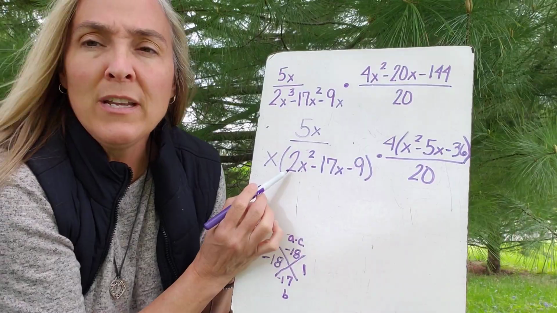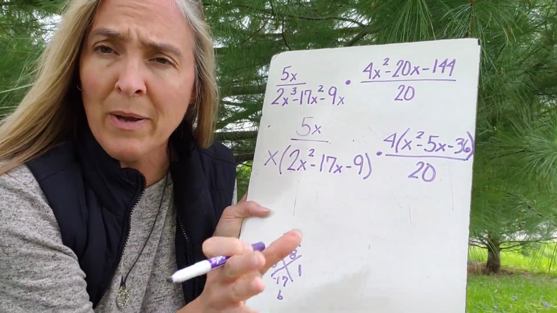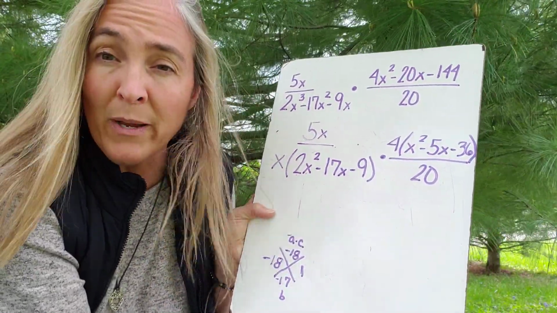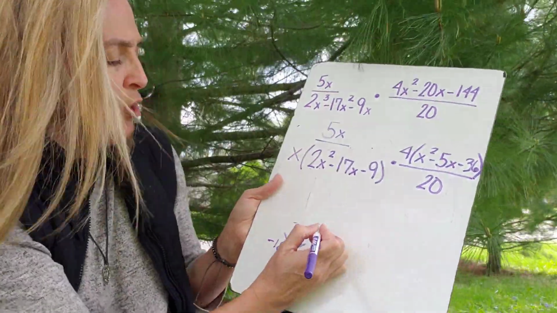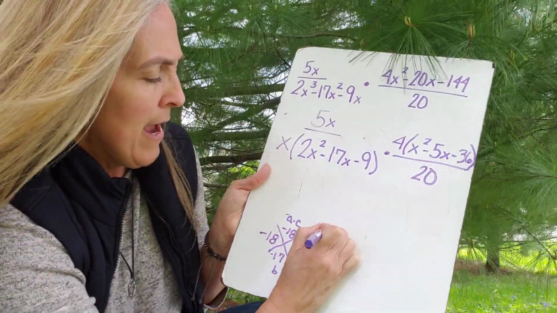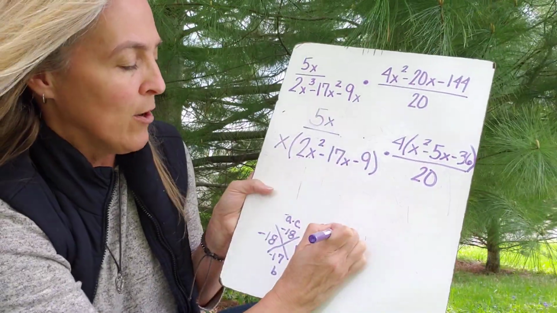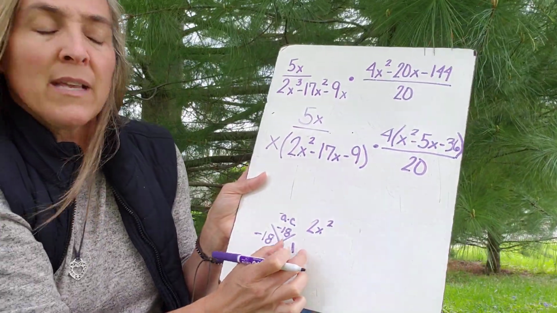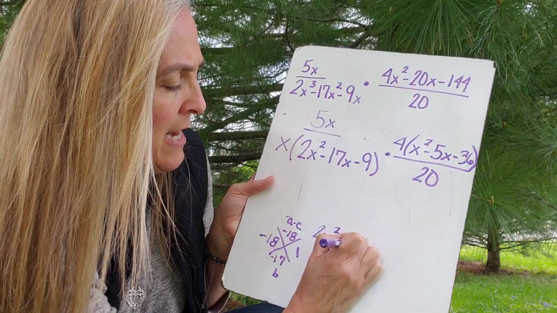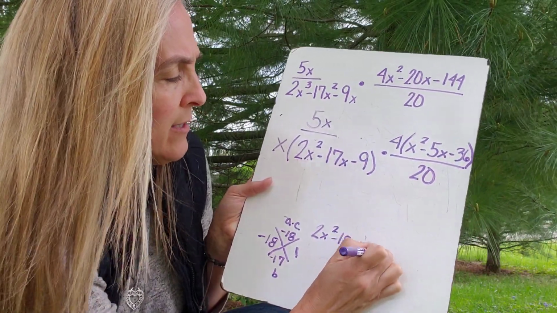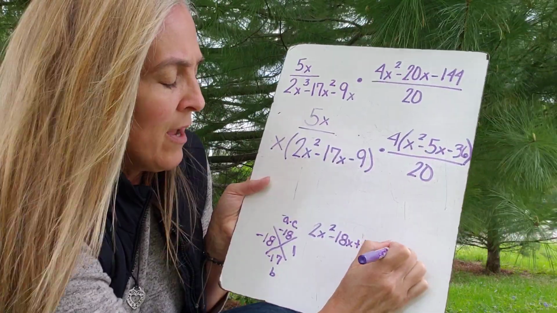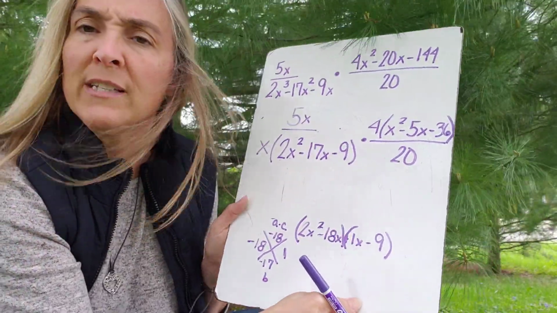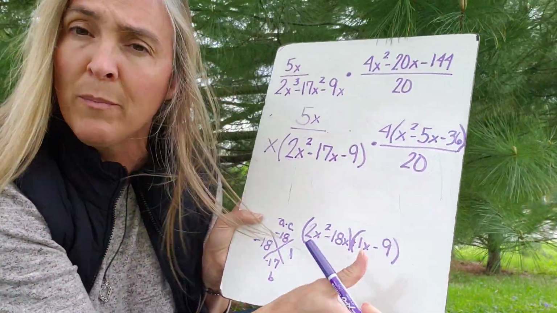Because this lead coefficient is a 2, I cannot just write my 2 parentheses. I've got to split the middle and then factor by grouping. So I'm going to keep this 2x squared here as my first term, but I'm now going to split this negative 17x into a negative 18x plus a 1x. So subtract 18x, add 1x, and then keep that last term of a negative 9. I put my 2 parentheses, and I look for GCFs within those parentheses. So we're factoring by grouping here.